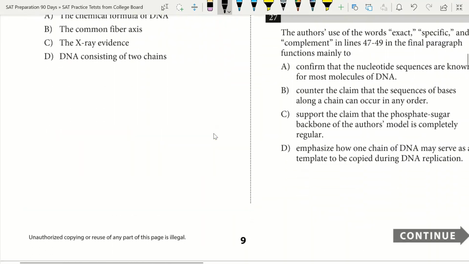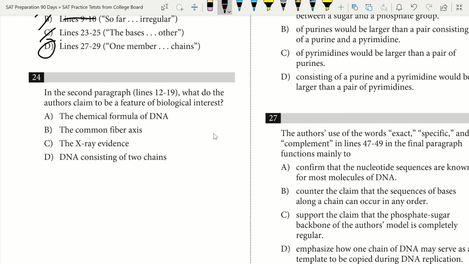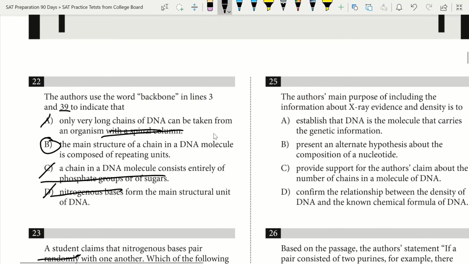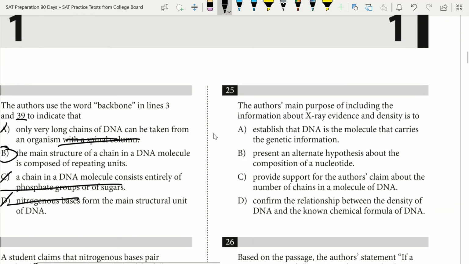Okay. So we go down here, we see the second paragraph, what do they claim to be a biological feature of interest? That's going to be D, DNA consisting of two chains, as I pointed out right there. So you can get rid of A, B, and C because they are incorrect, since it was very obviously DNA consisting of two chains. All right, question 25. The author's main purpose of including the information about X-ray evidence and density is to what?